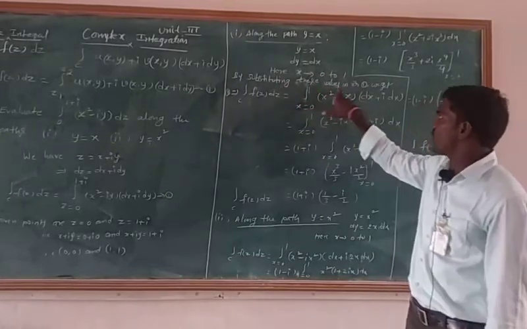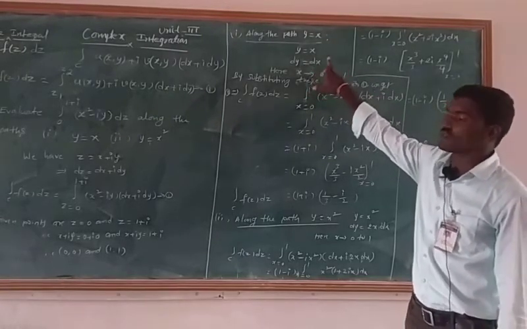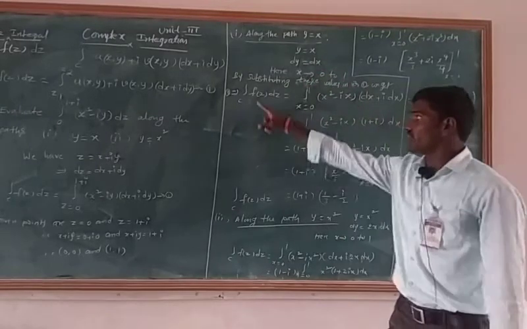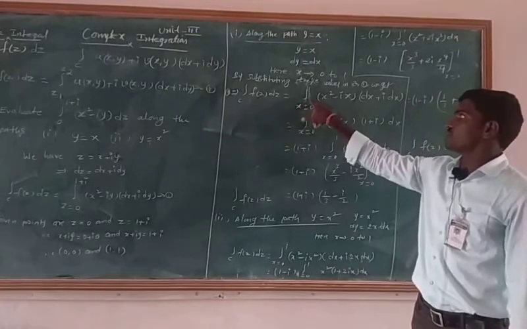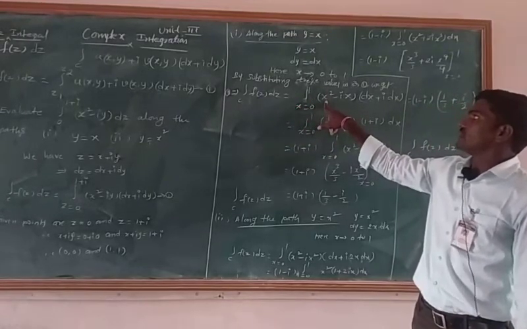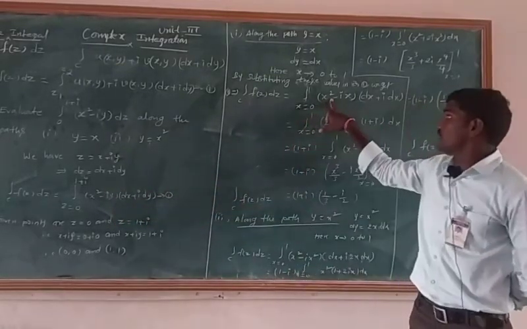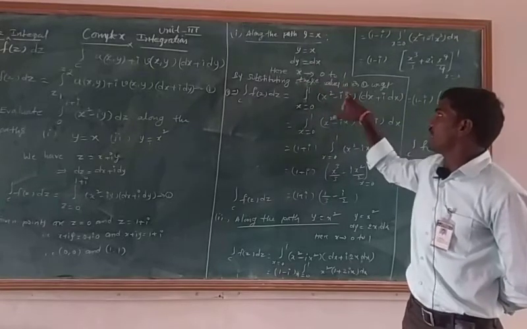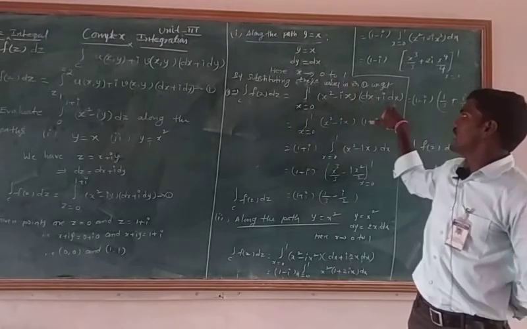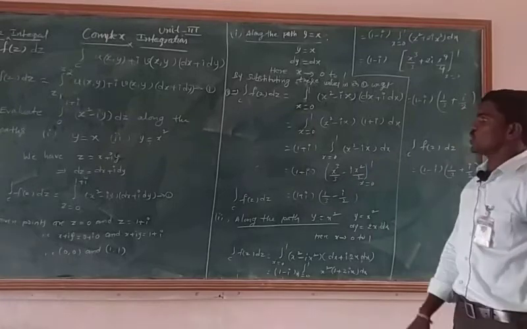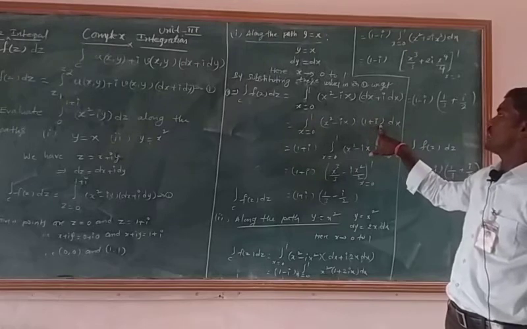By substituting these values in equation 1, that means y equals x and dy equals dx, equation 1 becomes integral over C f of z dz equals, with x varying from 0 to 1, x square minus iy, that is f of z. That is, x square minus i into y is replaced by x, into dx plus i into dy, which is dx. That equals integral from 0 to 1 of x square minus i into x, here common dx, 1 plus i into dx.